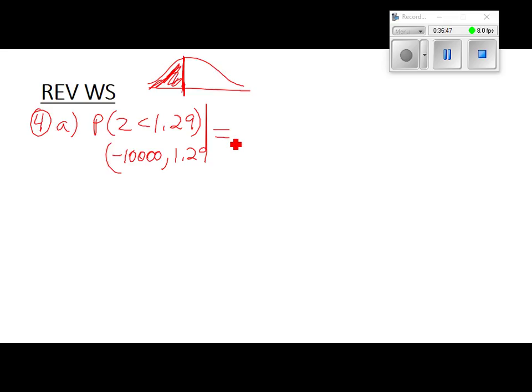Area and probability, same thing. Are we still using the normal CDF? Normal CDF step. Yep.